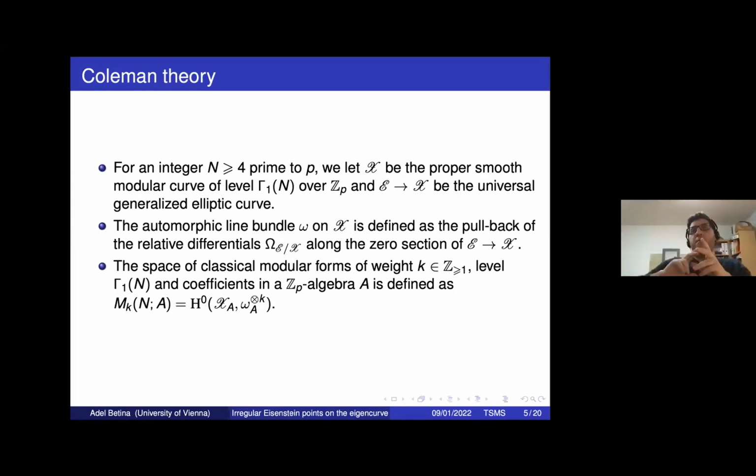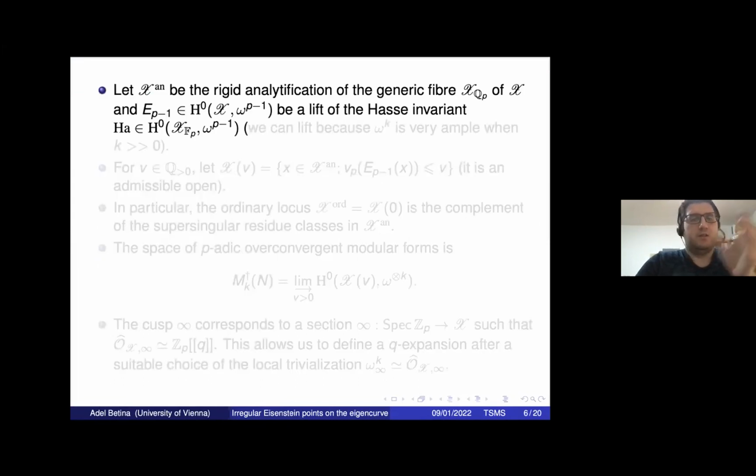So if you have a smooth scheme over Q, you can attach to it a complex manifold. Here you can do also the same. You can attach to it a somehow p-adic manifold. They are called rigid analytic spaces. And the theory is somehow similar. You have the same set, but you have more opens.